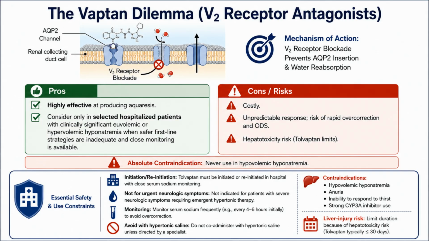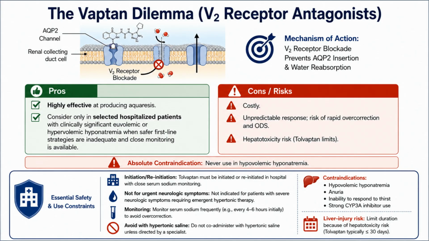The risks are equally important. The response can be unpredictable. Overcorrection can occur. They are not for urgent neurologic rescue. They are contraindicated in hypovolemic hyponatremia. Tolvaptan has labeling constraints, including hospital initiation or reinitiation for hyponatremia, close sodium monitoring, avoidance with hypertonic saline, and liver injury precautions. So Vaptans are not casual outpatient salt pills with a different name. They are aquaretic drugs that require a diagnosis, a monitoring plan, and a reason.